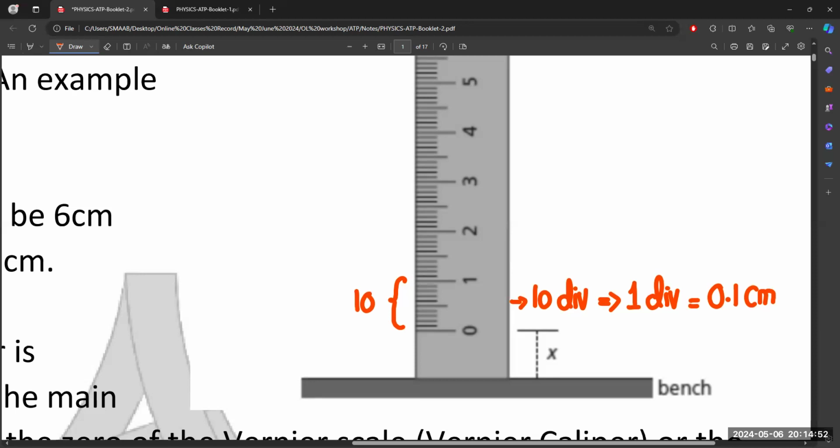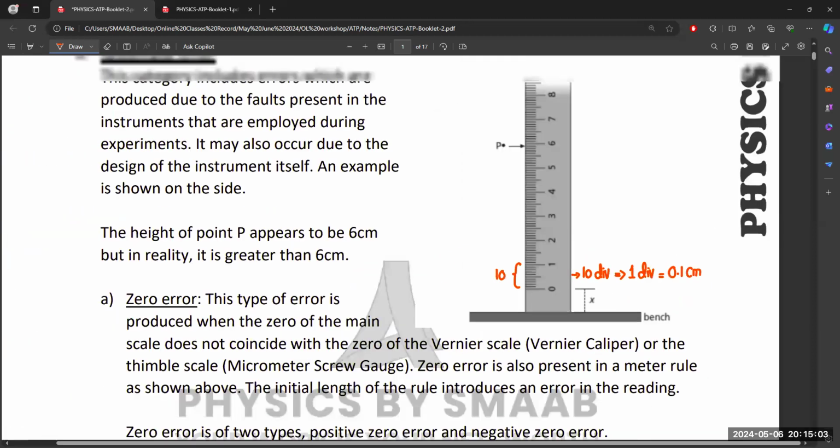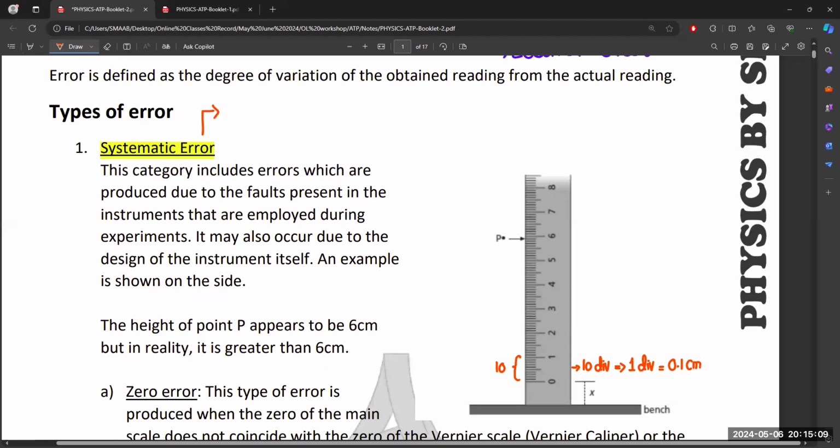So let's suppose you are taking wrong readings or wrong observations from the ruler or any apparatus like this, so that is called systematic error, right? So basically systematic error includes the errors in your instrument, or maybe the equation is not correctly written for the calculation, because in this ATP paper you already get the formula to find out unknown quantities. You don't need to apply the formula by yourself.